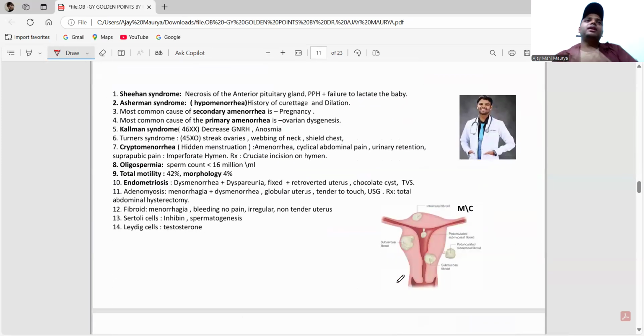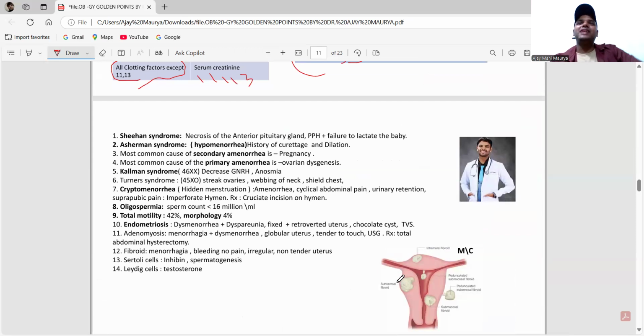Also, please remember here Sheehan syndrome. I think everyone knows about Sheehan syndrome. There is uterine atony, necrosis of the anterior pituitary gland, plus PPH, plus failure to lactate. By seeing this history, how to mark Sheehan syndrome.